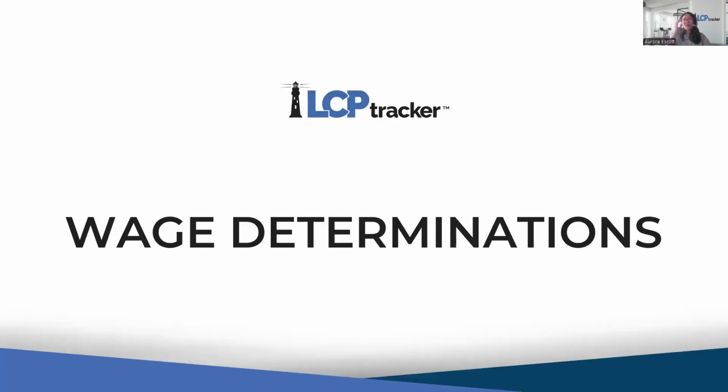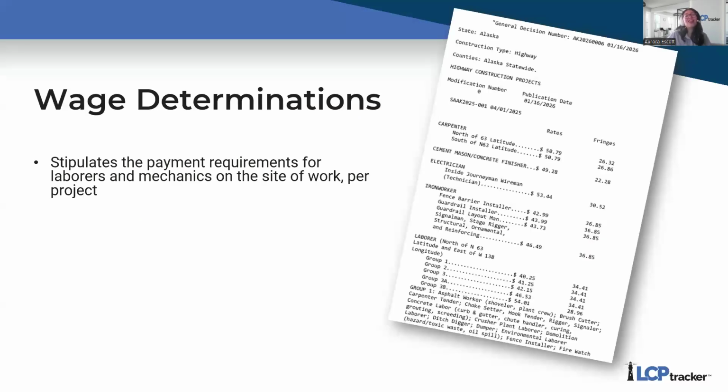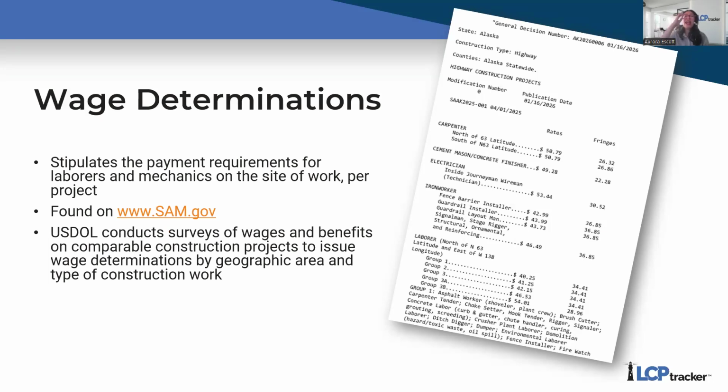Not bueno. Okay, let's pivot again to wage determinations, because I've tossed that term out a lot, right? But for my newbies out here, you're probably thinking, Aurora, you've been spitting some big game about wage determinations. What exactly are they? Okay, so a wage determination, which is also commonly referred to as a wage decision, essentially is a list of wages for a project. They are for a specific county or region and state. Now, these wage determinations are found on the government website, www.sam.gov.